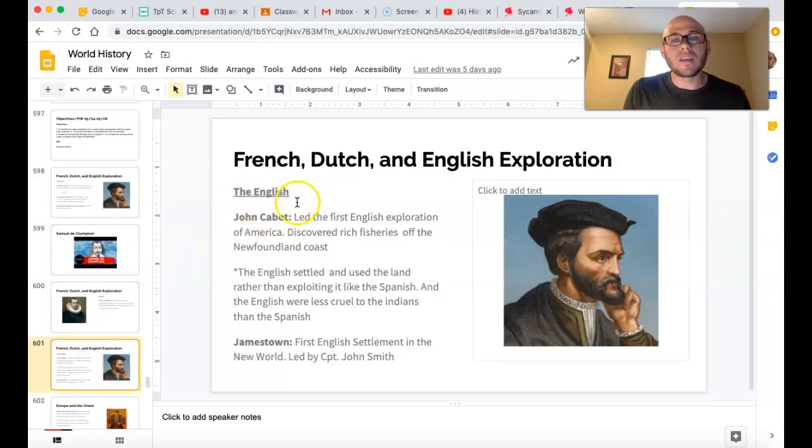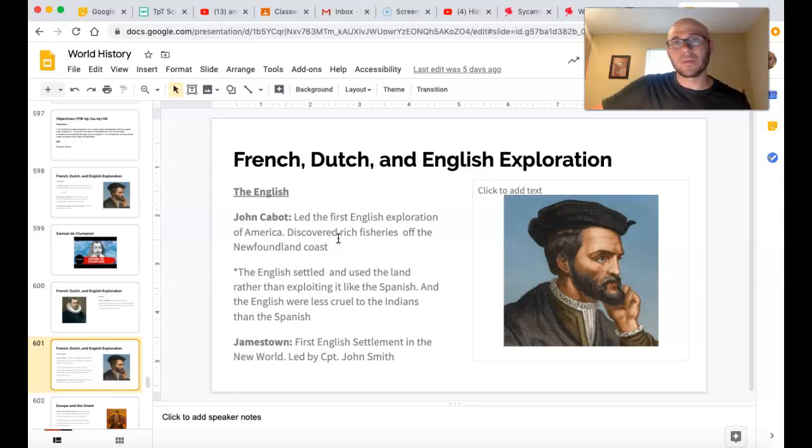And then you have the English. You have John Cabot. He led the first English exploration of America. He discovered rich fisheries off the Newfoundland coast. You guys probably remember from geography last year, we talked about the 4 maritime provinces of Canada, right? That's the furthest eastern part of Canada.